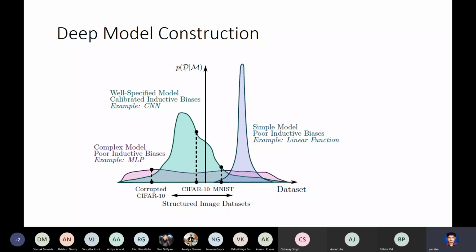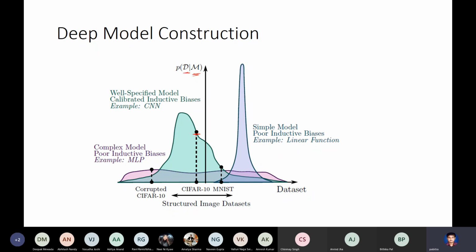And in the y-axis, we plot the data likelihood. That means, what is the likelihood that the CIFAR 10 can be generated by your model? Okay, so what is the probability that CIFAR 10 is generated by your model? That is the y-axis. Naturally, this will be a function like this.